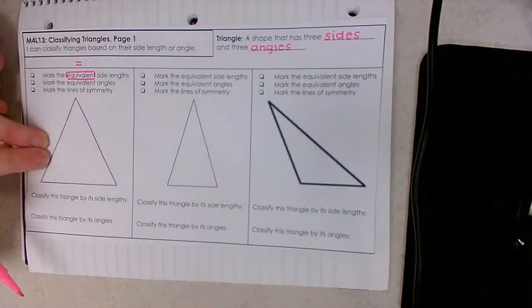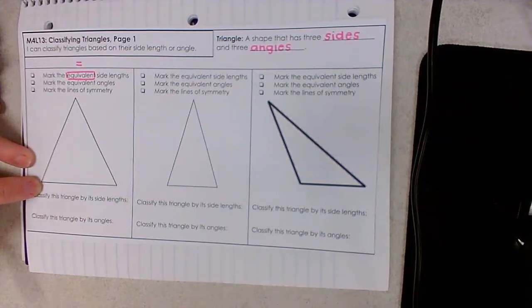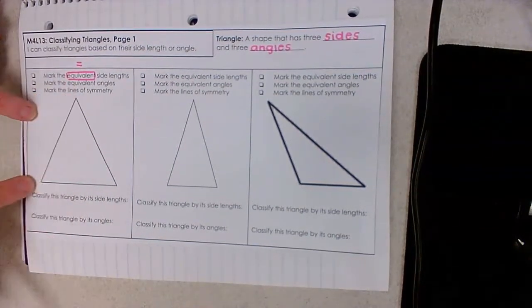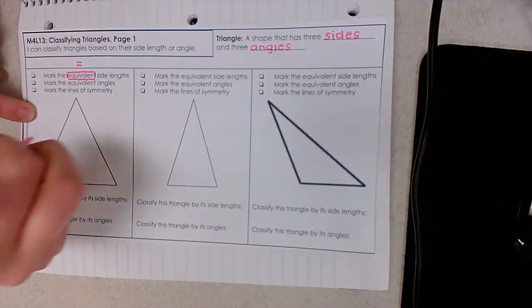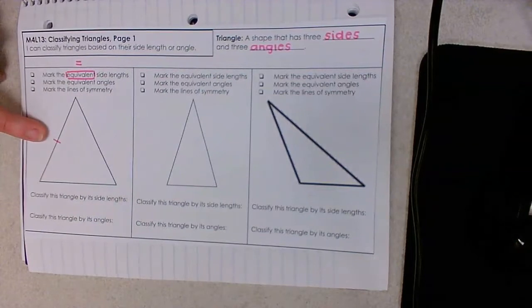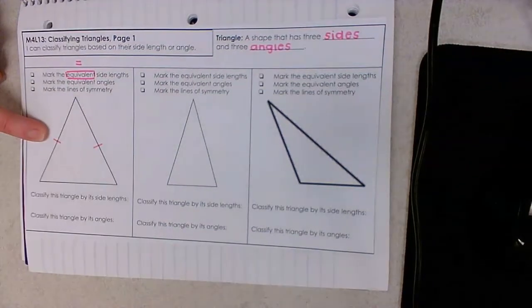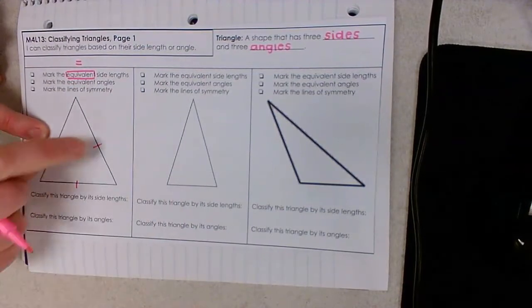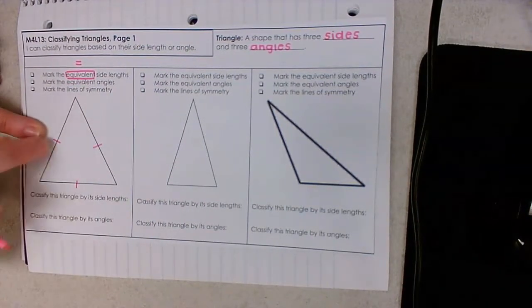For example, in this first triangle, I noticed that these 3 side lengths are all the same length. To mark that they're all the same length, I'm going to draw a tick mark like this. Any side length that has this tick mark has the same length as the other sides with that same symbol on it. So by drawing these 3 tick marks, I'm saying that we have all equal sides.